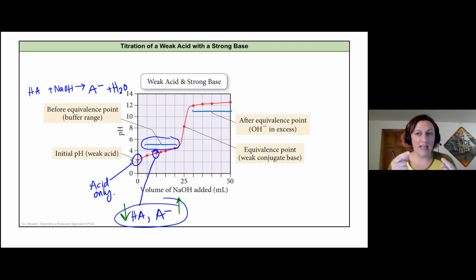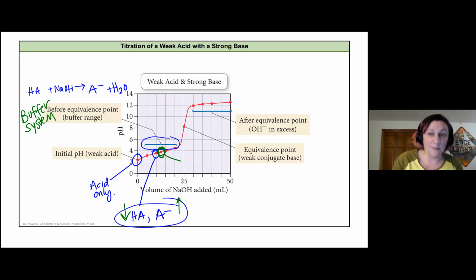So when we have a weak acid present with its conjugate base, that is our buffer system. That's exactly what it is. And so this whole region right here is a buffer system. And it is increasing the amount of conjugate base. And so it's becoming a better and better buffer until we hit this magical point right here, where we have the same number of moles of our weak acid and its conjugate base. And so this is the definition of a good buffer.